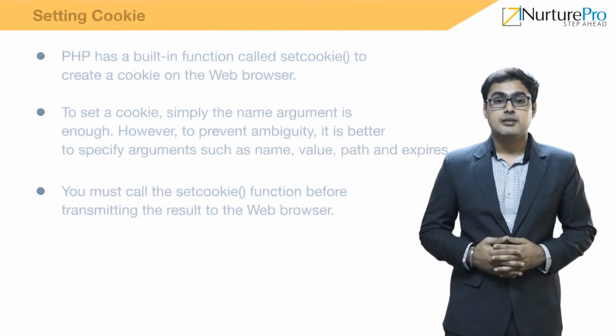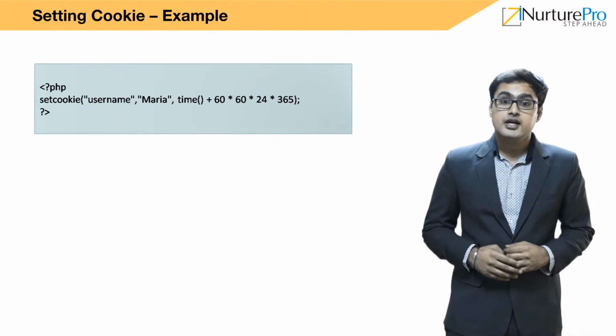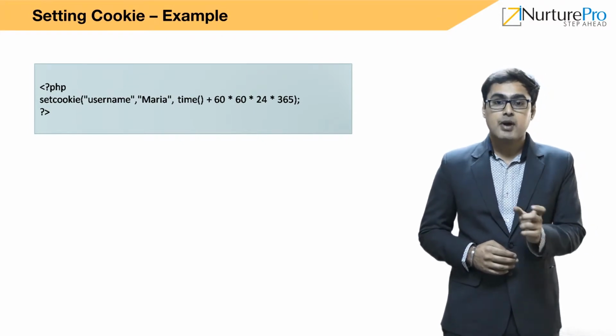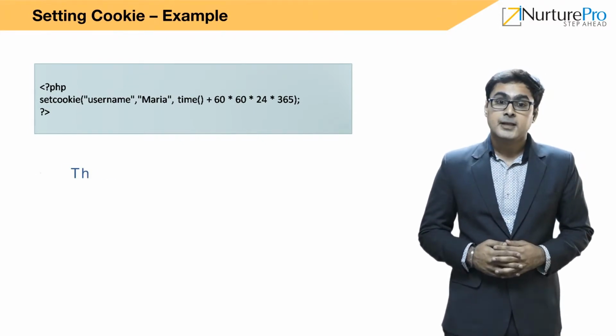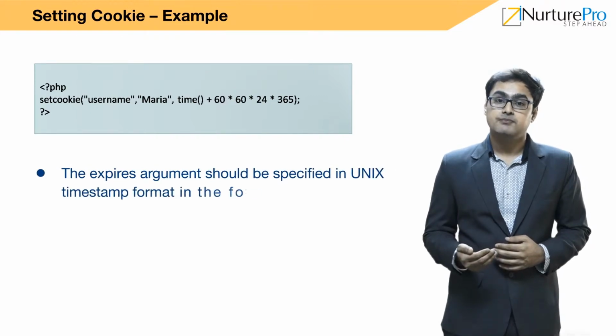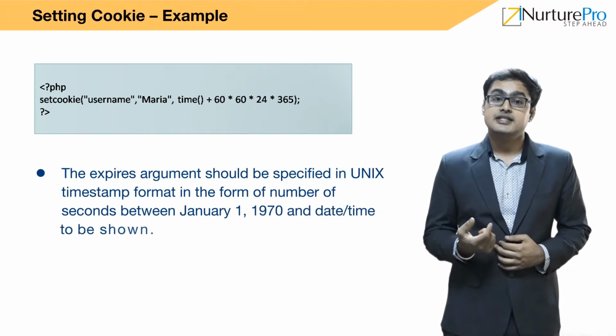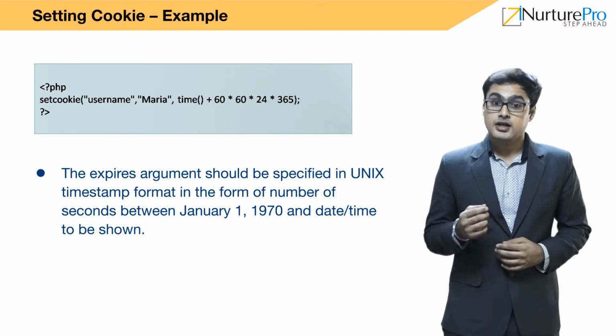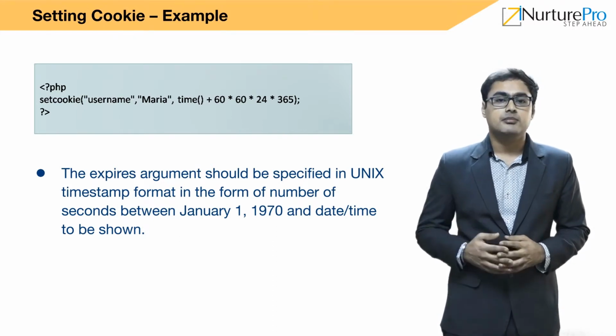Now, let's look at an example. In the above code, username is the name of the cookie and Maria is the value for the cookie. The built-in function time is called, which returns the current time in Unix timestamp format. The cookie will expire in another 1 year from now.